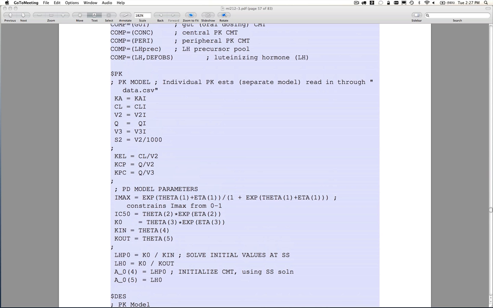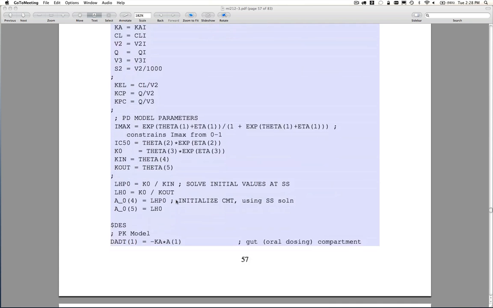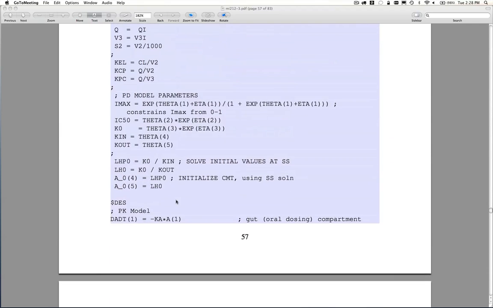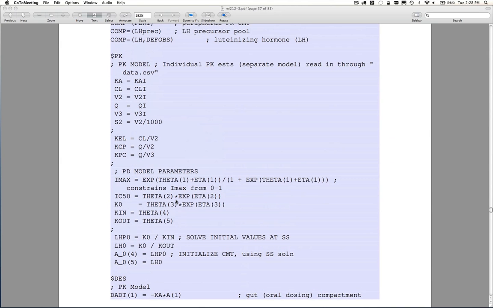Okay, so again, getting back to the IMAX question, if we could, for example, take this theta 1 value and just call theta 1 IMAX and constrain theta 1 to be between, down in the theta block, I don't know if I included that here, no I didn't, but down in the theta block, we could constrain that to be between 0 and 1.